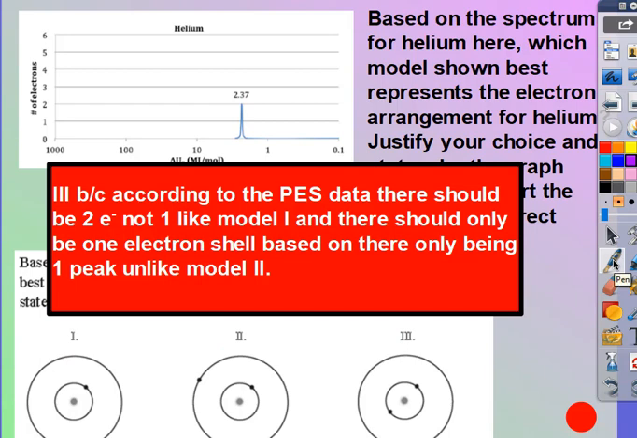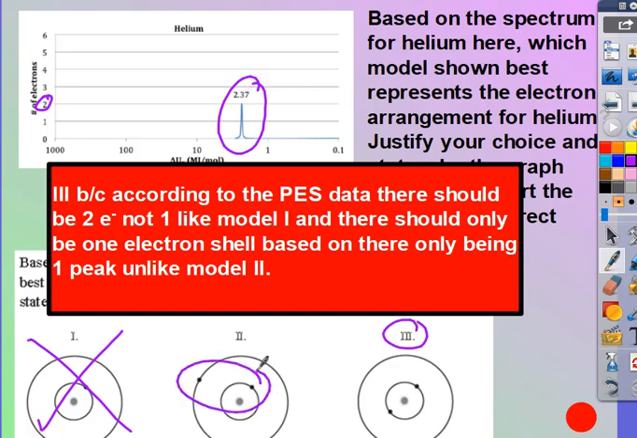So you should have said model 3, because according to the PES data, there should be 2 electrons, not 1, like in model 1. Model 1 only shows 1 electron. And there should only be 1 electron shell based on there only being 1 peak. Each peak represents a different sublevel. We only have 1 peak, so we can't have electrons in 2 different electron shells.